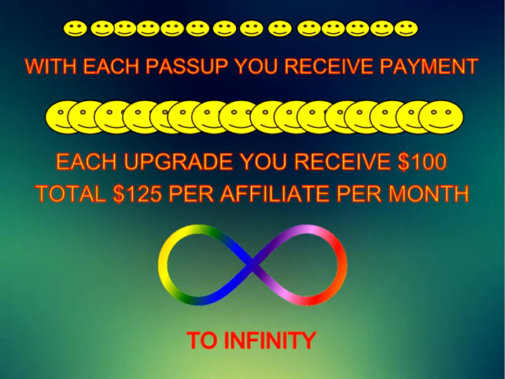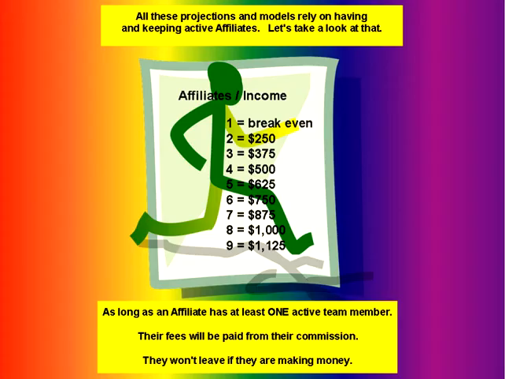So here's what it does. Plain and simple. With each pass up, you receive payment. That means when something is passed up to you, a person comes to you, they pay you their $25. Then, just a few days later, they will upgrade because they have earned money, and they will give you another $100. They will give you $100, and that means you're going to get $125 per month from that same affiliate to infinity.